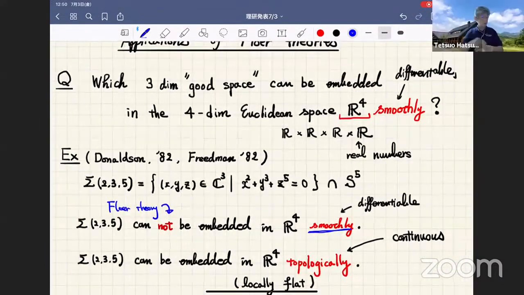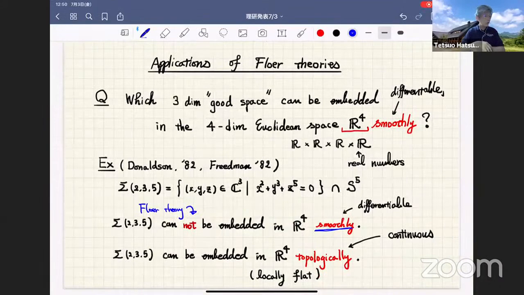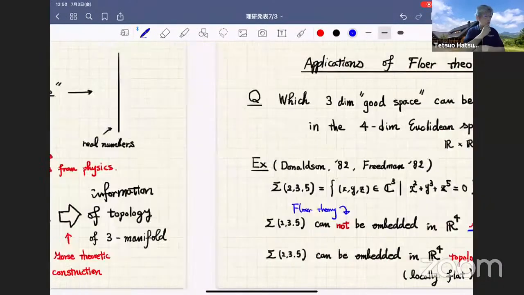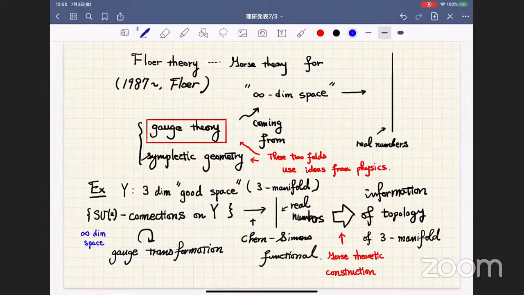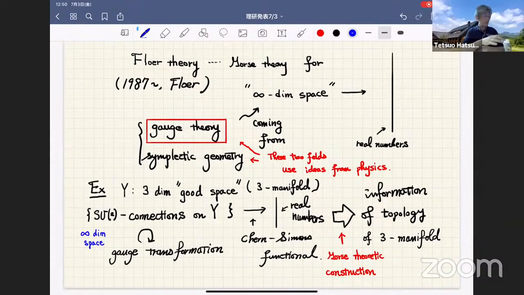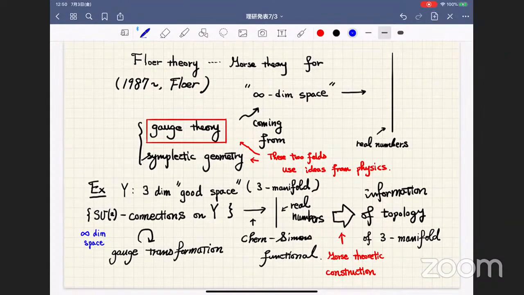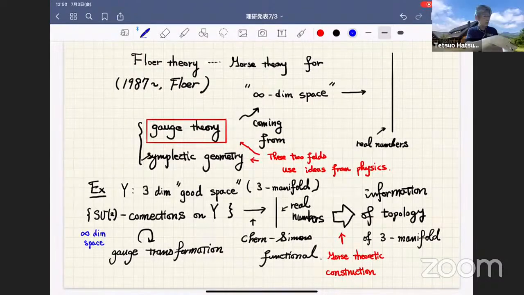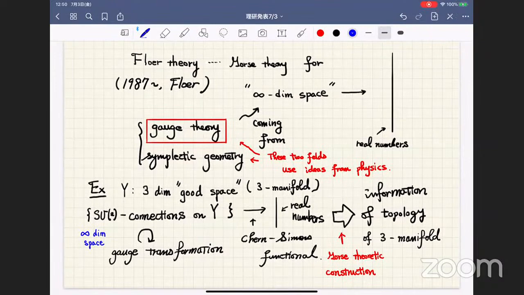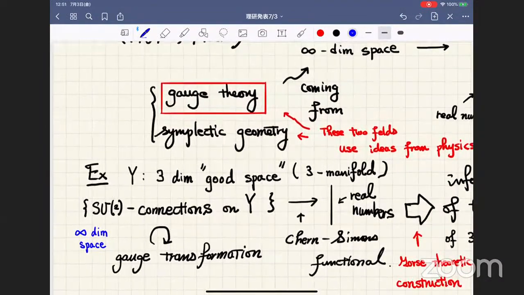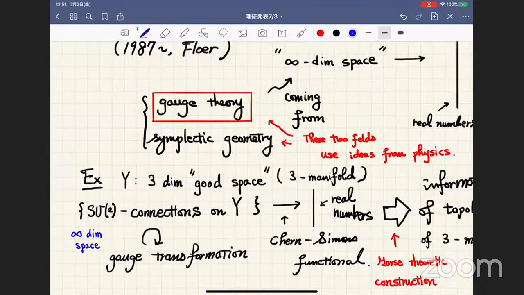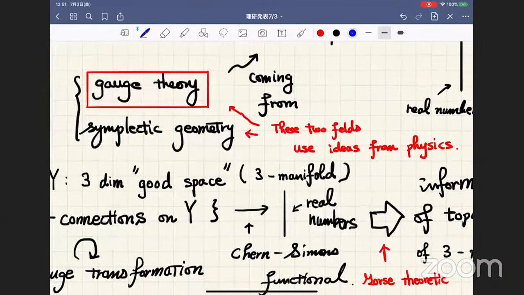So can I ask a question? In the previous slide, just before this one, you talked about gauge theory on R3. The gauge theory which I usually handle is gauge theory on R4. Is Floer theory applicable only for R3, or is it just an example? Floer theory can be defined for only 3-manifolds, I think.